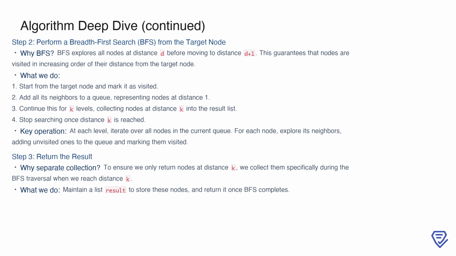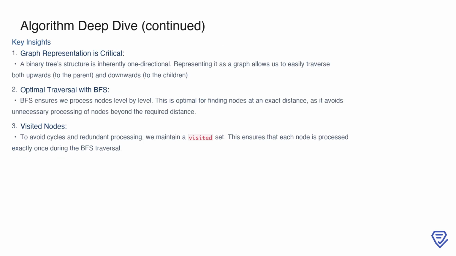This process continues until we reach distance k. At that point, we collect the nodes currently in the queue into our result list. By stopping the search once we reach distance k, we avoid unnecessary computation beyond what the problem requires. Finally, we return the result list containing all nodes at the desired distance. There are three critical insights that make this algorithm effective.